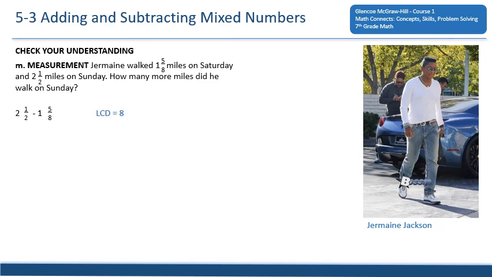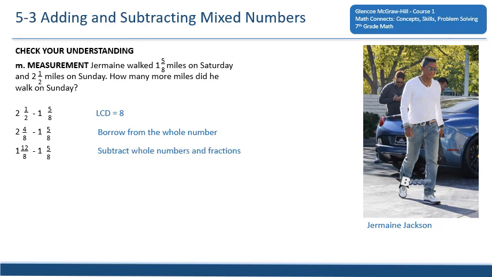And hopefully you recognize that 8 is a multiple of 2, so we can use 8 as the least common denominator. So if we convert 1/2 to an equivalent fraction with 8 in the denominator, we get 4/8. So we now have 2 4/8 minus 1 5/8. And if we borrow from the whole number, because 5/8 is larger than 4/8, we'll get 1 12/8, which is 8/8 plus 4/8. So 1 12/8 minus 1 5/8.